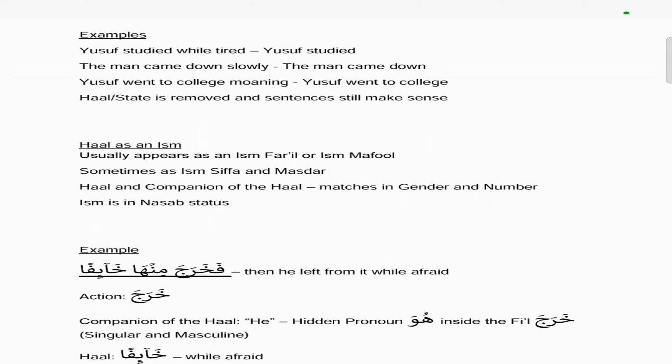In examples, Yusuf studied while tired. If you take out the Haal, which is while tired, you get Yusuf studied, so it still makes sense. The man came down slowly. Take out the Haal slowly: the man came down, still makes sense. And Yusuf went to college moaning. Take out the Haal moaning: Yusuf went to college, still makes sense. So the Haal is removed and the sentence still makes sense.